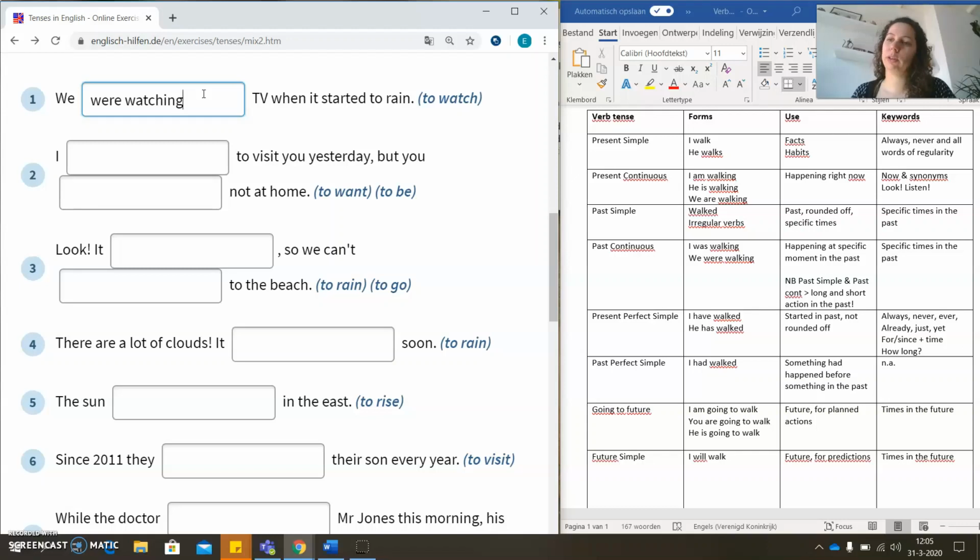The other one, if I had filled in watched, it would mean something like we noticed that it started to rain and then switched on the telly to start watching it. It's grammatically correct, it just doesn't feel so logical to me. Let's carry on with sentence number two.